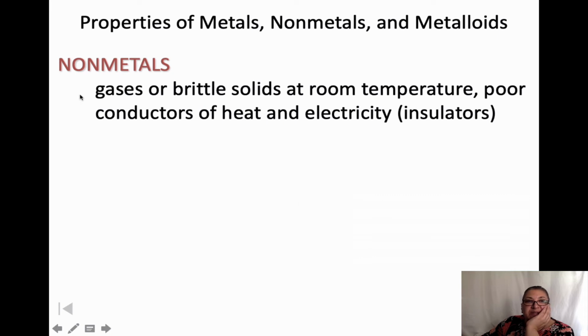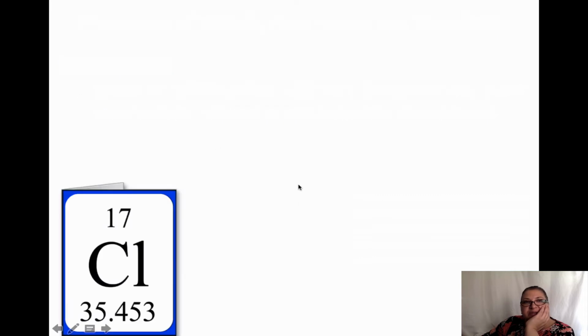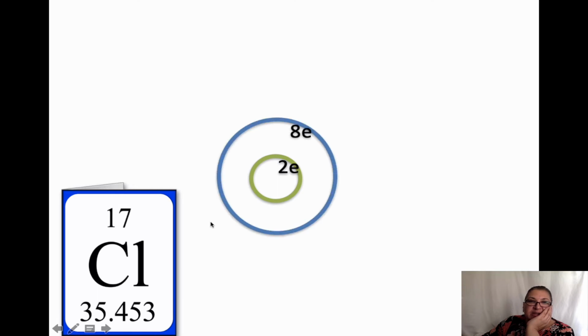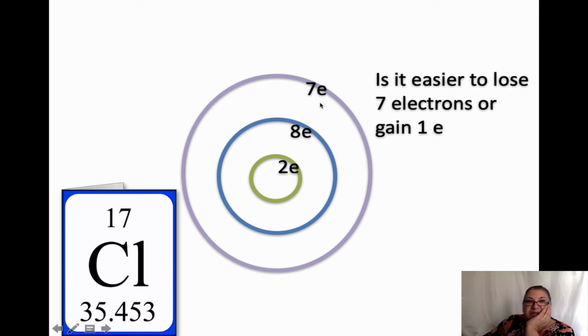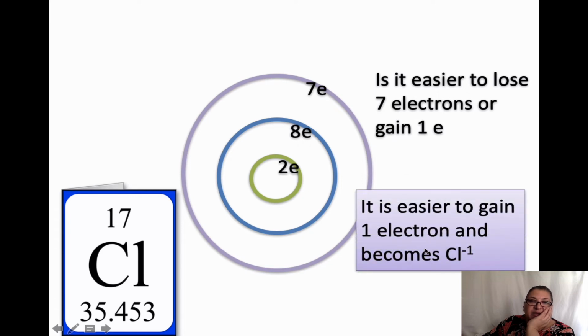Now, for the properties of the nonmetals, we did this. For chlorine, it has 17 electrons, so 2 on the first shell, 8, so that's 10, and then 7 on the outer shell. It's a lot easier to gain 1 electron than to lose all 7. And when it gains 1 electron, it becomes negative. So the oxidation number will be negative 1.